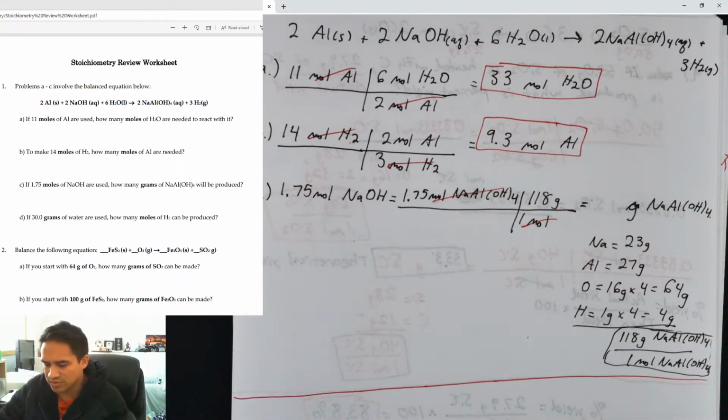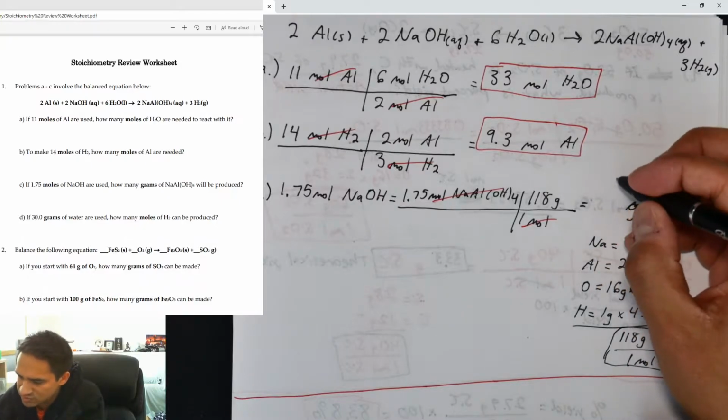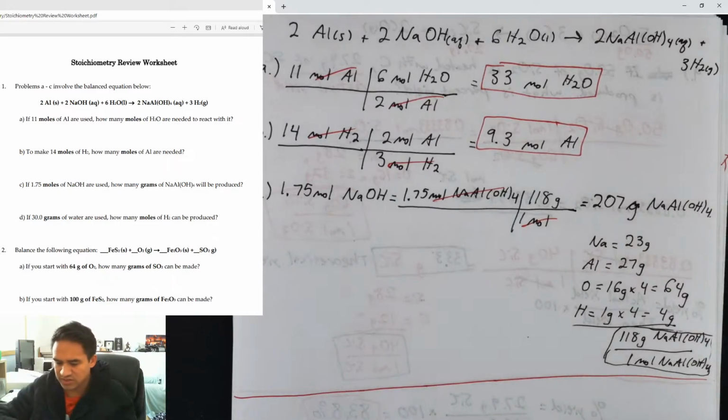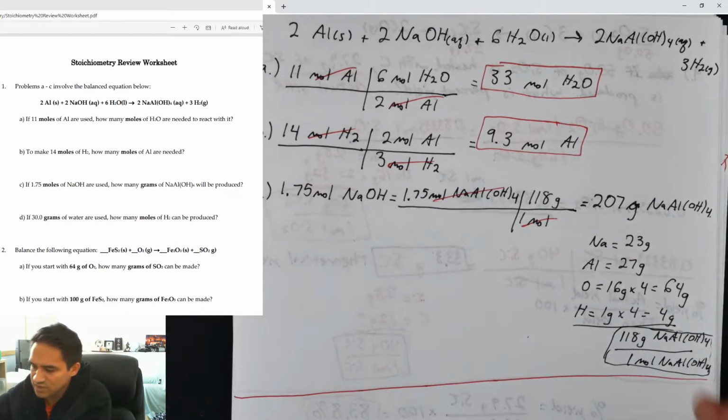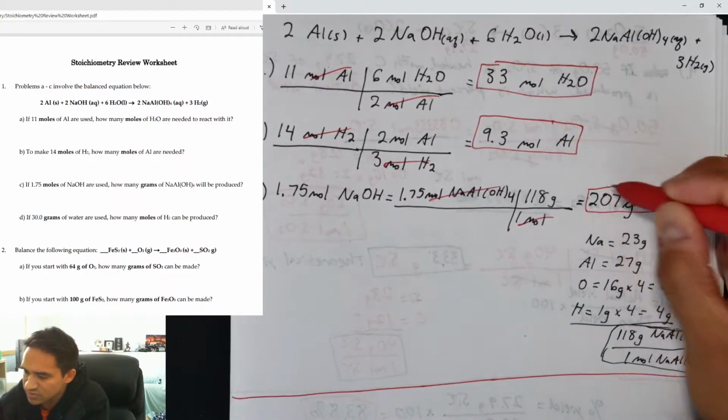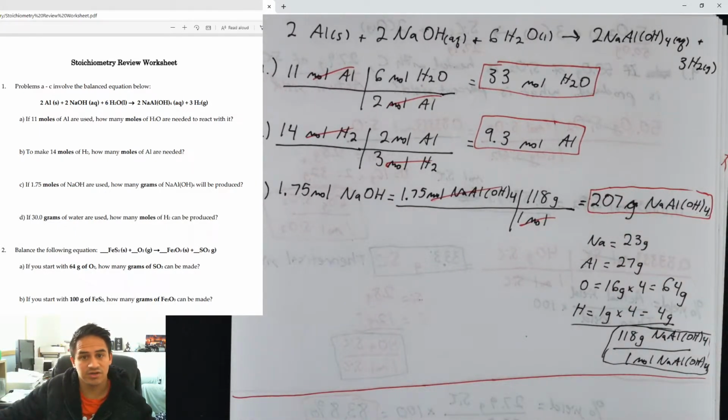And we're basically going to take 1.75 times 118. And we get, and I guess if we round to whole numbers here, or 3 significant figures, 207 grams. Okay, I get 206.5, but again, rounding properly, 207 grams. All right, so there is our answer for that one.